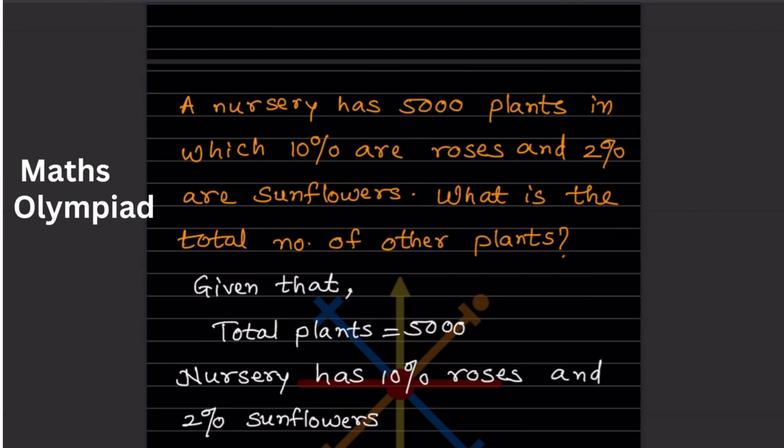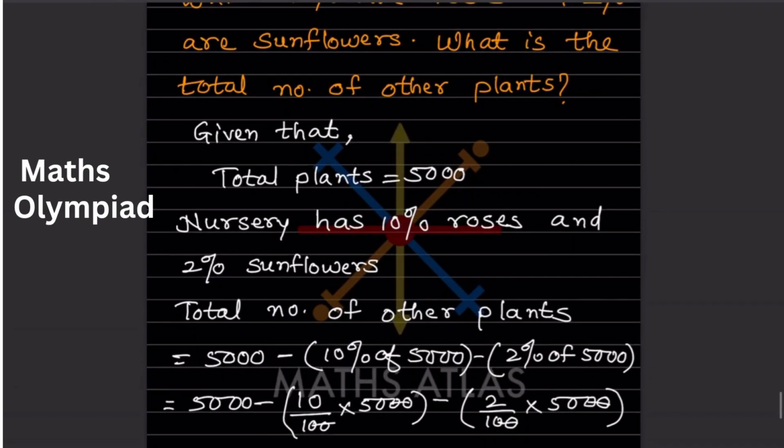So today we are going to see this one question over here, that is: a nursery has 5,000 plants in which 10% are roses and 2% are sunflowers. What is the total number of other plants? So it is given that total plants is 5,000 and the nursery has 10% roses and 2% sunflowers.